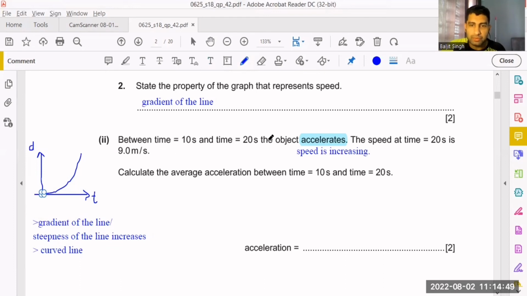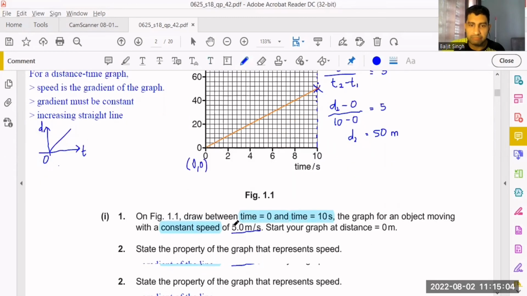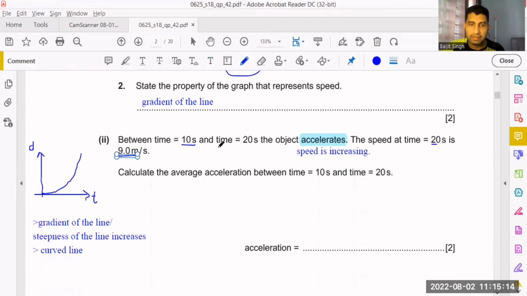Okay. So let's see now. Between 10 to 20 seconds, the object is accelerating. The speed at the time 20 seconds is 9. And what was the speed at 10 seconds? At 10 seconds, the speed was, as we have calculated, 5 here. It was shown by the question itself: constant speed up to 10 seconds. Right? So that means up to 10 seconds, the speed is 5. After 10 seconds, the speed increases to 9.